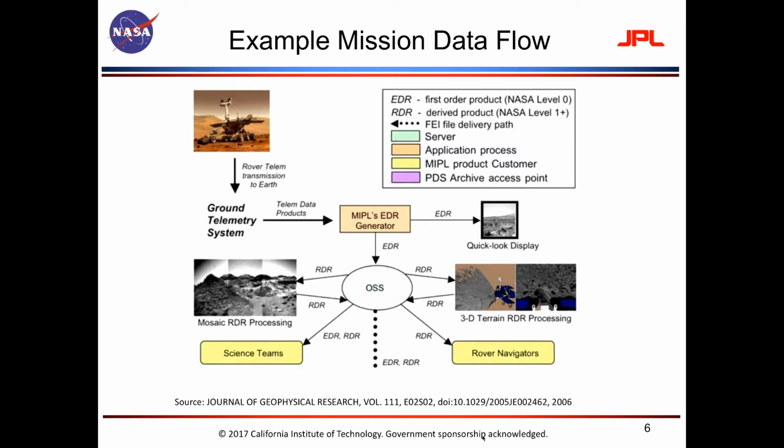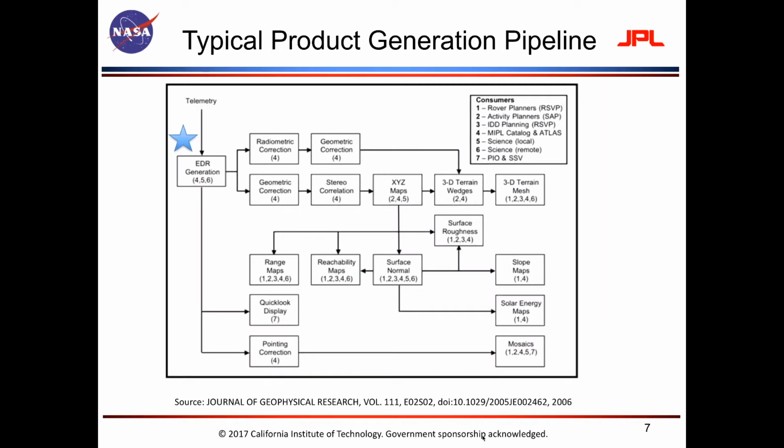So a typical product generation pipeline at JPL might look something like this. We start off getting our telemetry, and I'm not going to bore you with all the details here, but we basically start processing the data, and we go through a pipeline of sorts where we might do an EDR, which is basically a really low-level data product.